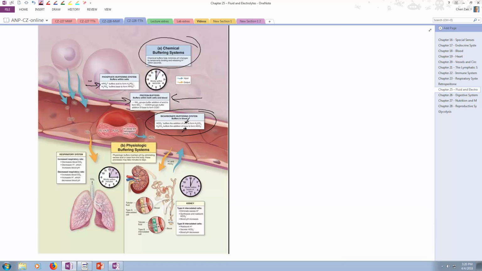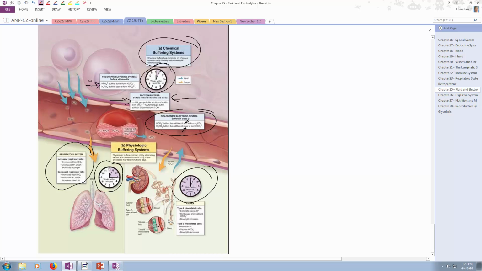Then if that system, which doesn't take much time, gets overwhelmed, then coming into play will be the respiratory system trying to help out. And if we increase our respiratory rate, that decreases blood carbon dioxide, which will decrease protons, which will then increase pH, trying to help take care of an acidotic situation. If we decrease our respiratory rate, that increases carbon dioxide, which will increase our protons, which will also decrease our blood pH if we're alkalotic for some reason.